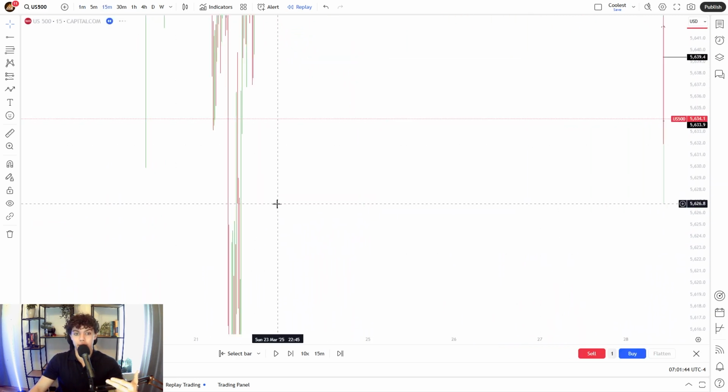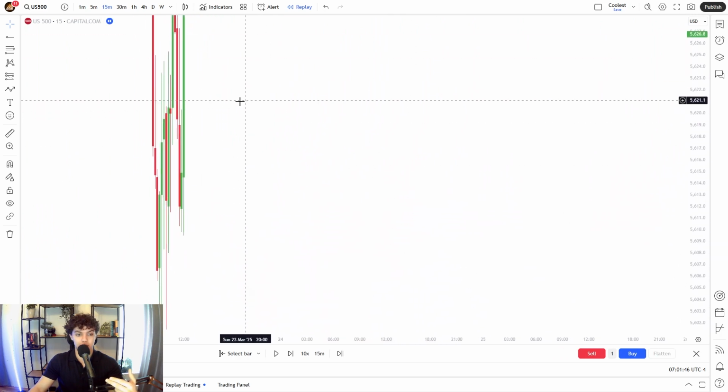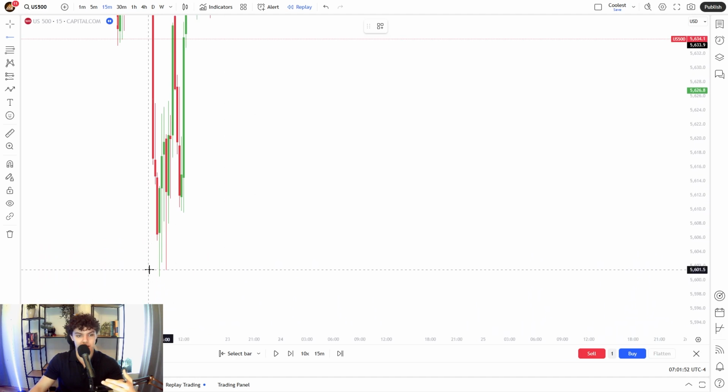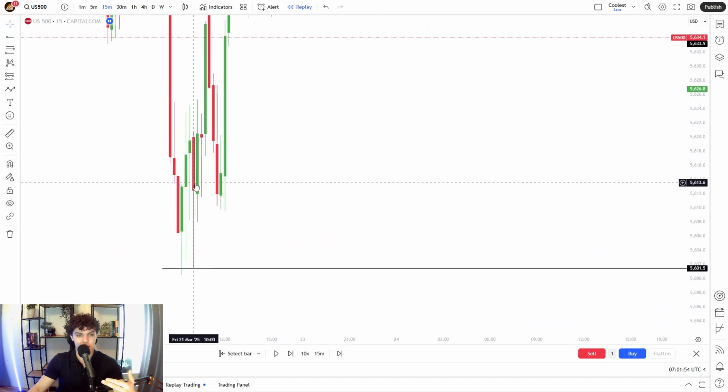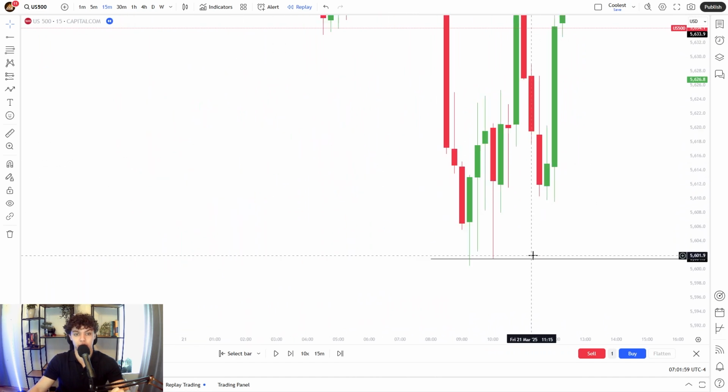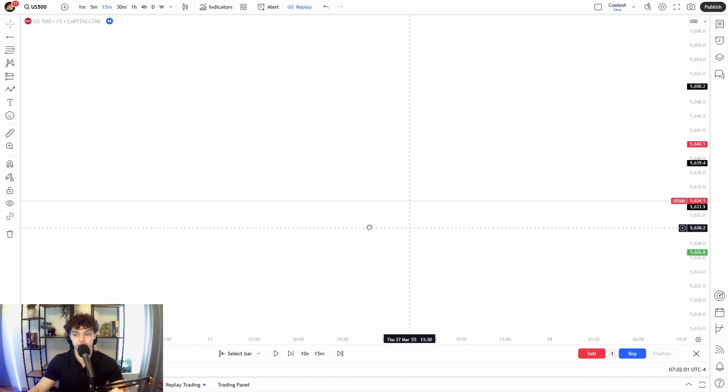Remember, 50-minute liquidity areas. Okay, this is actually taken out, so we can target this low. This is a down candle. If we look closely, this is a 50-minute time frame, a down candle followed by an up candle. We could potentially target that.